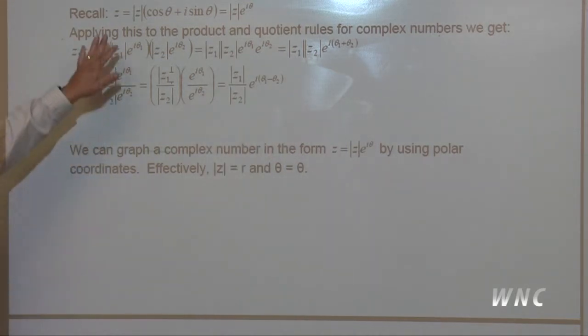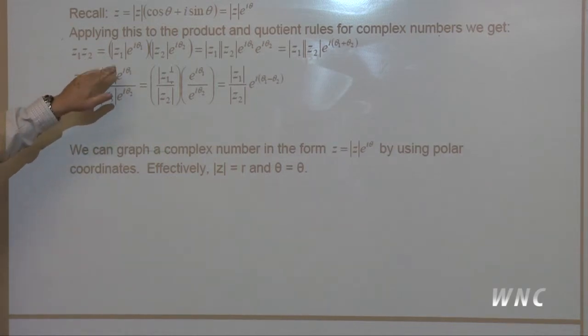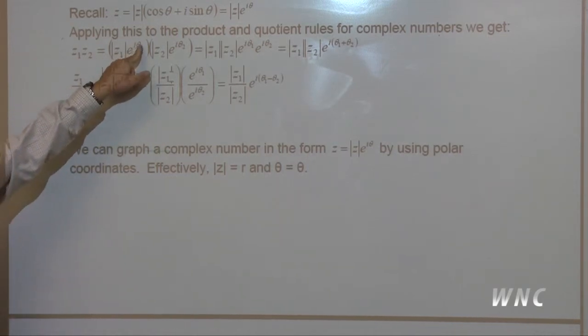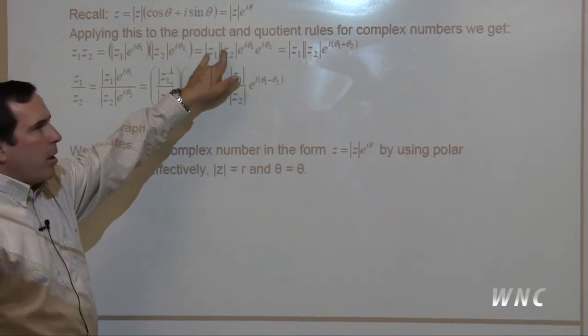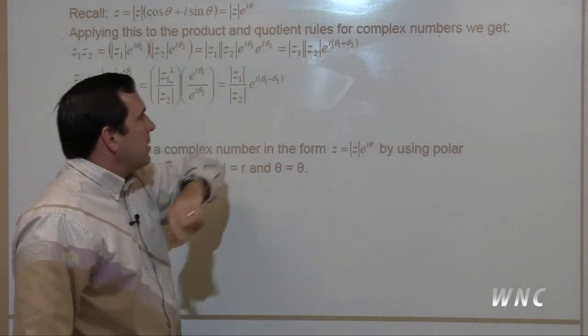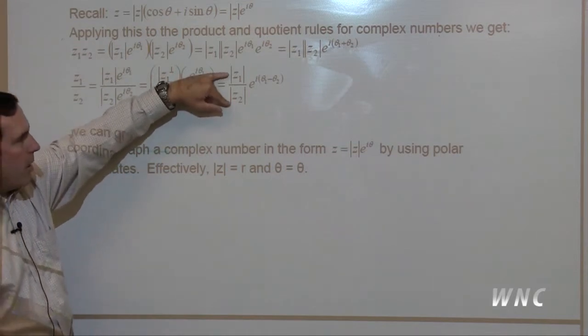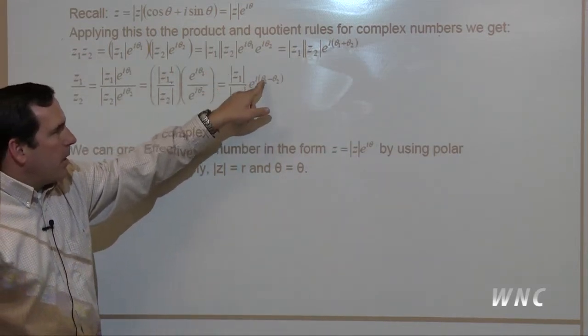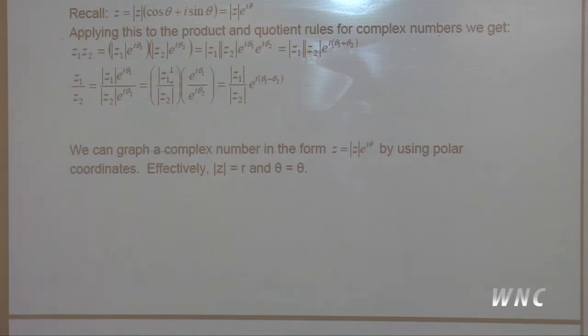So applying the product and quotient rule for complex numbers, we get z1 times z2 is the magnitude of z1 e to the i theta 1 times the magnitude of z2 e to the i theta 2. It's going to be the product of their magnitudes times e to the i (theta 1 plus theta 2). And for division, you get the quotient of the magnitudes times e to the i (theta 1 minus theta 2). It's not too different from what we saw before.